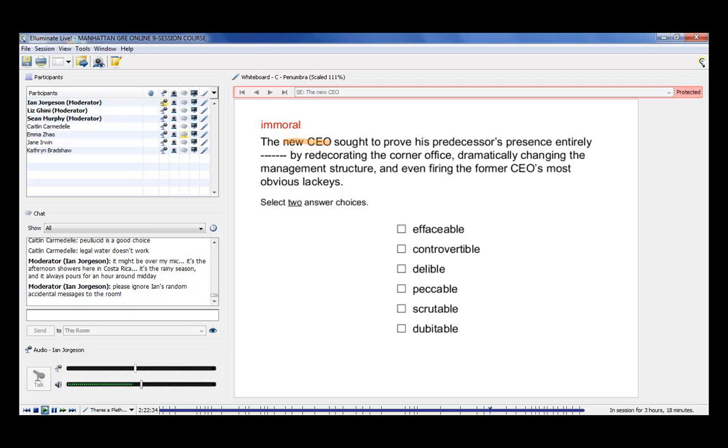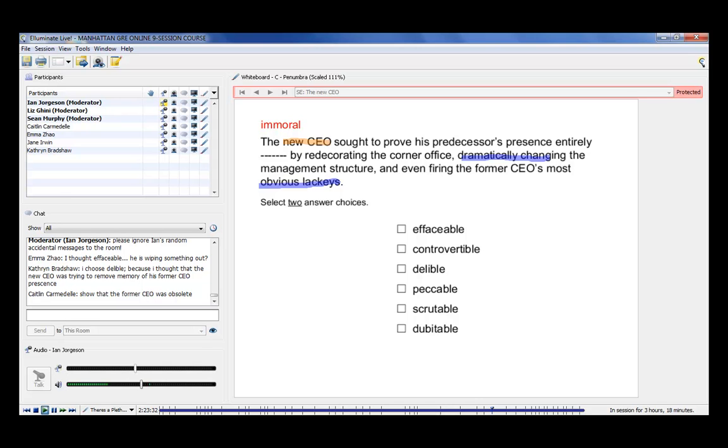Okay, anybody else? I think you've got some good ideas there, right? Changing, I think, is really important, right? Dramatically changing to prove his predecessor's presence entirely immoral. Obvious lackeys. So my problem here with immoral is, are there any words in here that are synonyms or clues that mean that the predecessor was actually bad? Not bad in the sense of leadership, but bad in the sense of being immoral or unethical. There are no words about unethical. Now, we've got lackeys, but that doesn't make you unethical. That just means you're potentially not all that great.